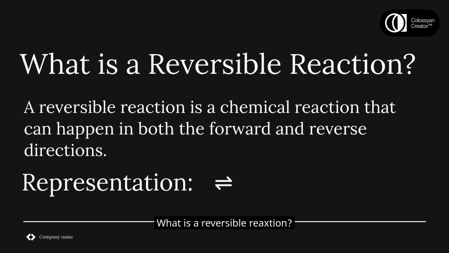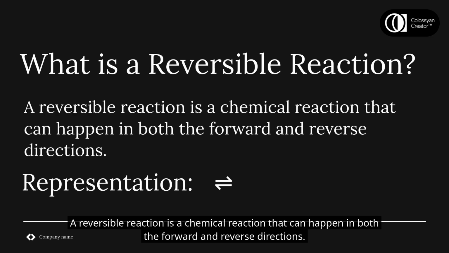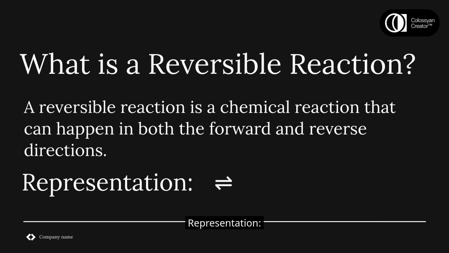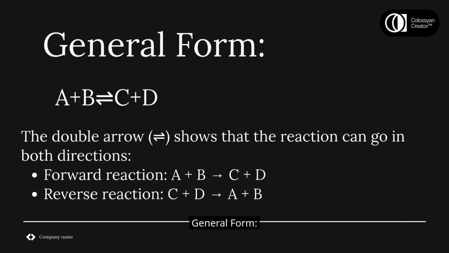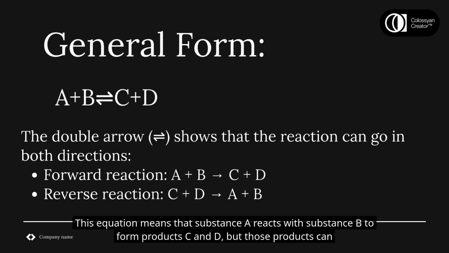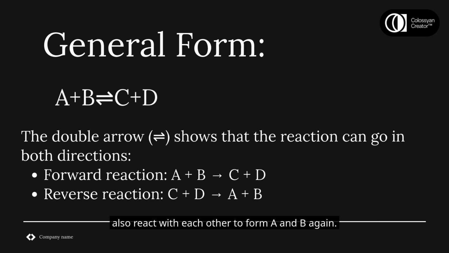What is a reversible reaction? A reversible reaction is a chemical reaction that can happen in both the forward and reverse directions. Representation: it is represented by the double arrows. General form: this equation means that substance A reacts with substance B to form products C and D, but those products can also react with each other to form A and B again. The double arrow shows that the reaction can go in both directions.